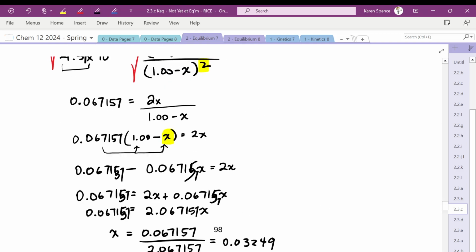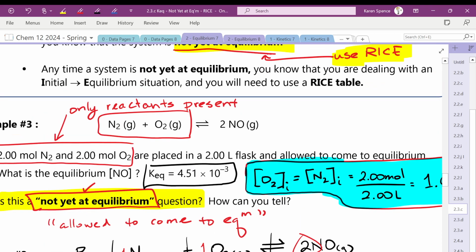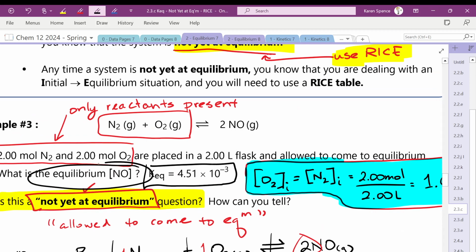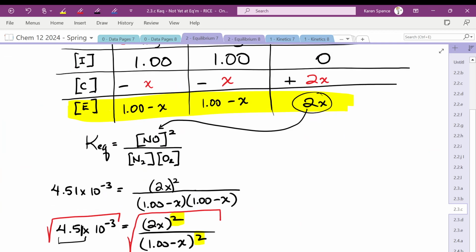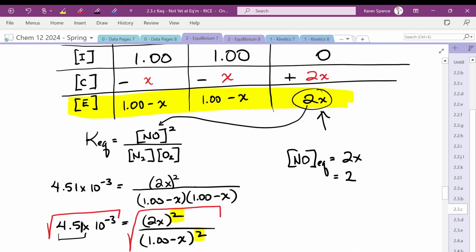At any rate, we got x, but we are not done because what were we actually asked for? Equilibrium NO. And equilibrium NO is right here. So the concentration of NO at equilibrium is equal to 2x, which is equal to 2 times 0.03249, which is equal to 0.06498.